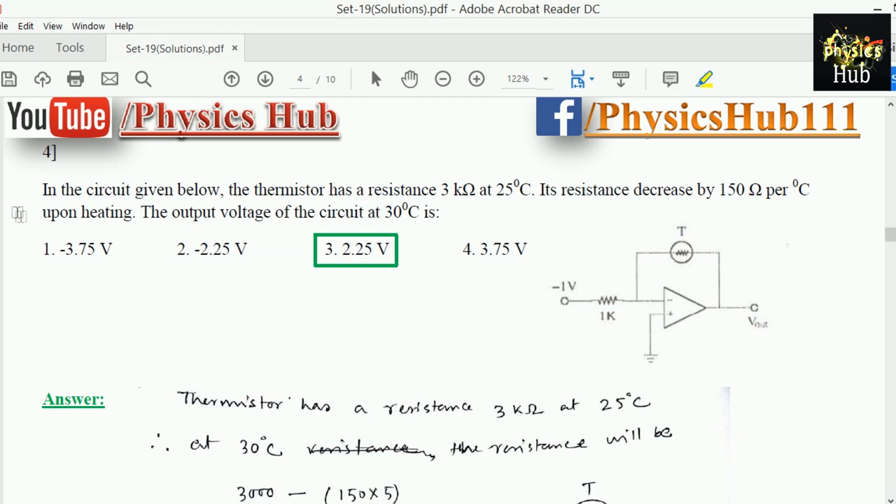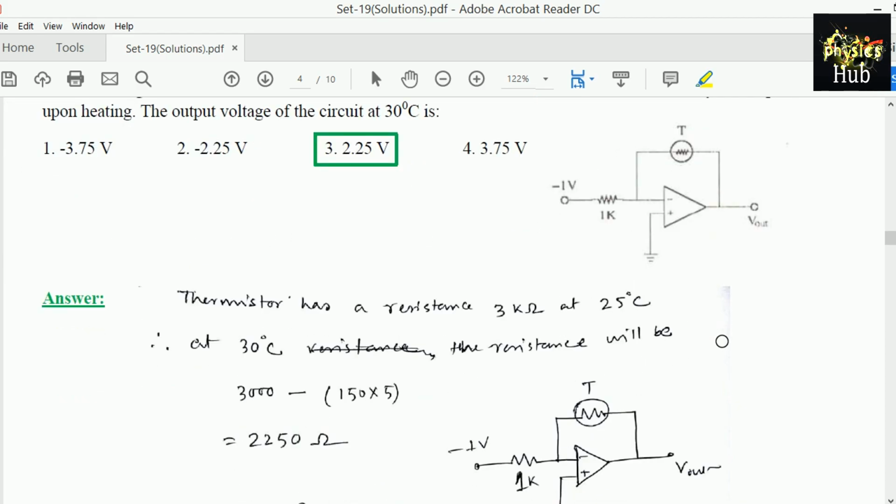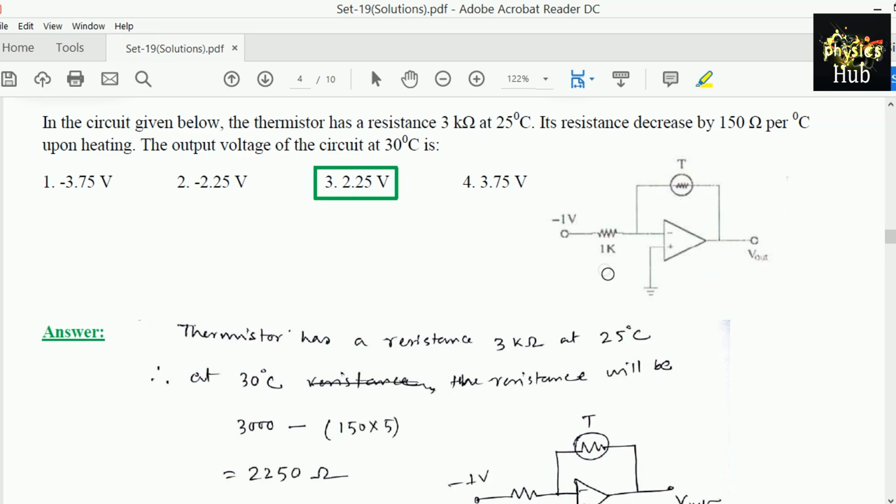Next, question number 4. In the circuit given below, the thermistor has a resistance of 3 kilo ohm at 25 degrees centigrade. Its resistance decreases by 150 ohm per degree centigrade upon heating. The output voltage of the circuit at 30 degrees centigrade is. So, as you can see, this is basically an inverting op amp. To know the output voltage, we need to know the resistance here and the input voltage.